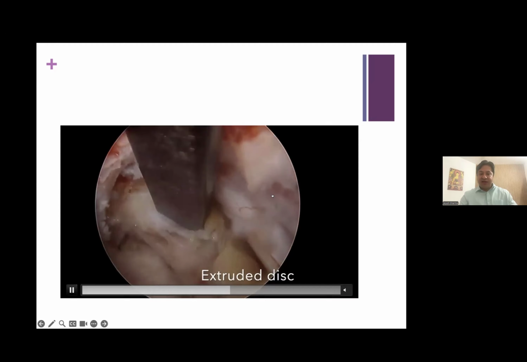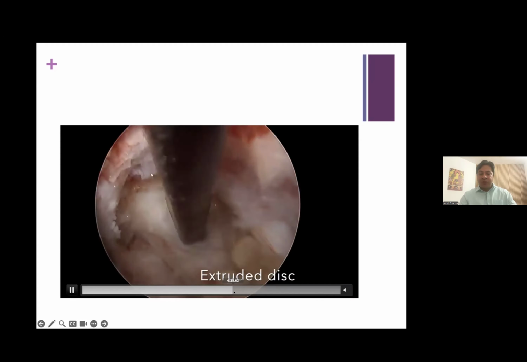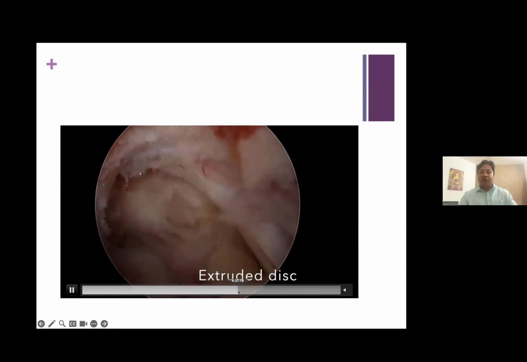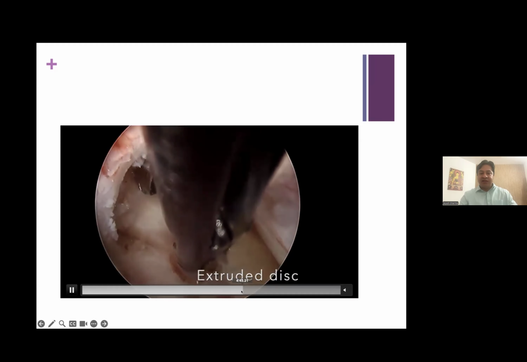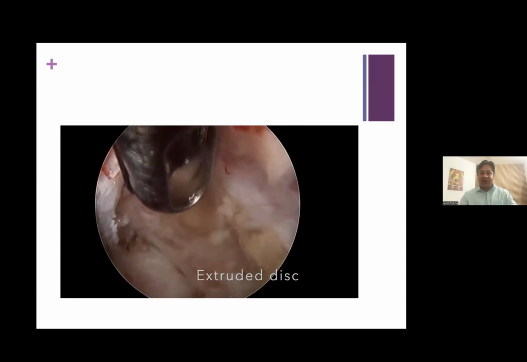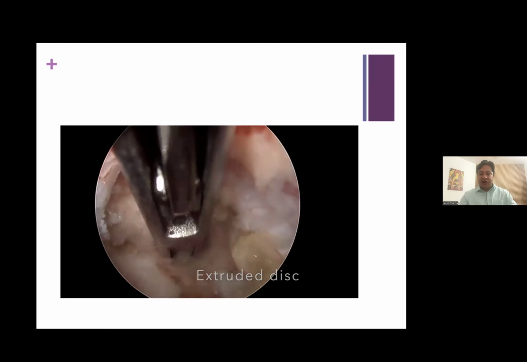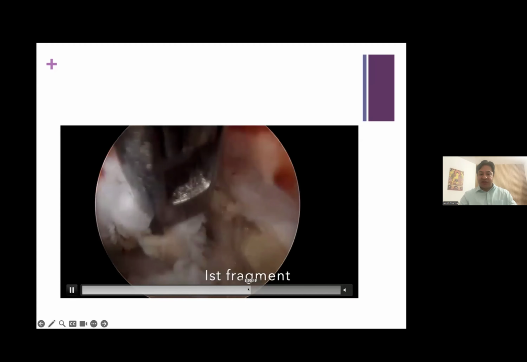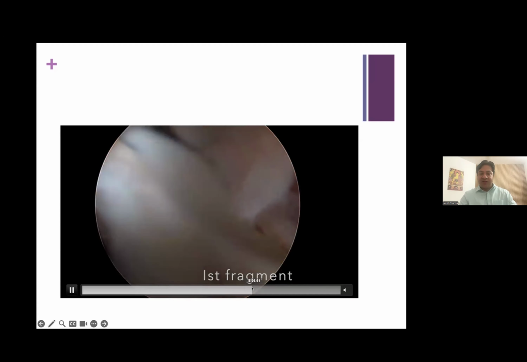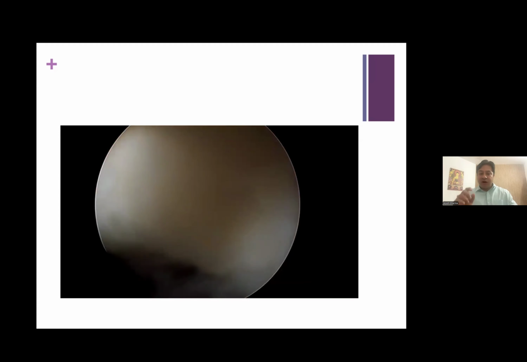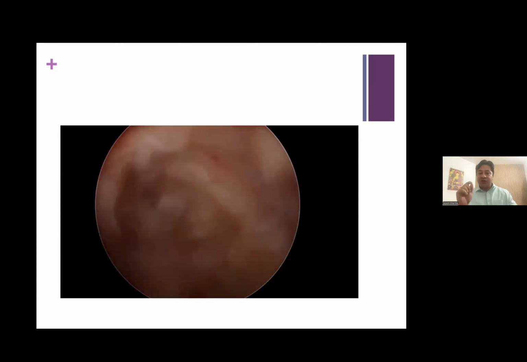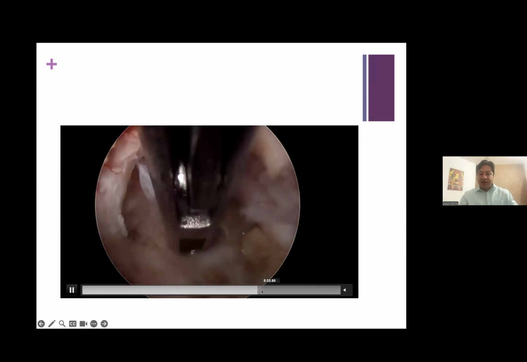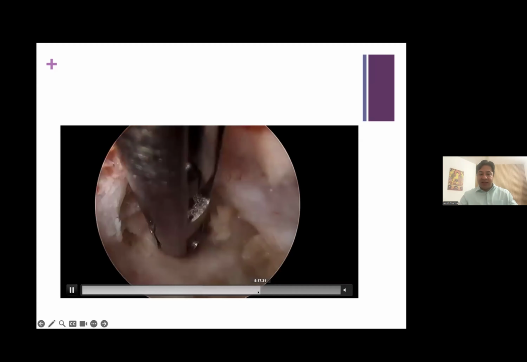And the beauty of the endoscope is that it really has a beautiful vision. And this is the first fragment, as you can see. You are just trying to take out the first part of the extruded disc, and this is how it comes. So we have taken out the first fragment. But one problem you have to understand is, because your vision is limited by a small access, make sure that you remove everything. Don't leave anything behind, and that is important.